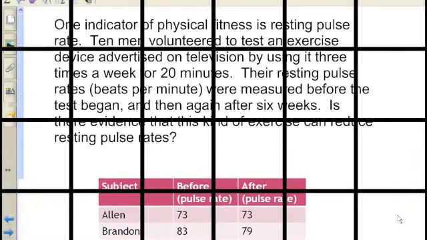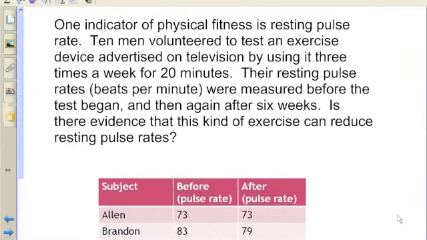All right, I hope you're not getting sick of talking about heart rate. I don't know why the last two examples have both been heart rates, but here it is again. One indicator of physical fitness is resting pulse rate, so how fast your heart's beating when you're not exercising.